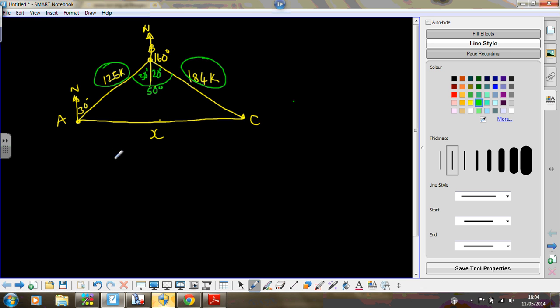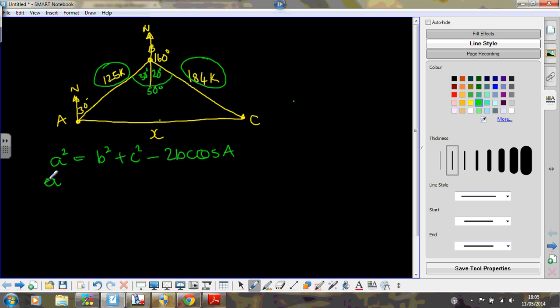And even better, that angle is now sandwiched between this length and this length. So that means that I can use cosine rule because the angle is in between the two sides that we've been given. So I can go straight to the front of the formula booklet and find my a squared equals b squared plus c squared minus 2bc cos A. And cos A is the angle opposite the side we're trying to find. A is the side we're trying to find, and B and C are the sides either side of the angle that we've been given.